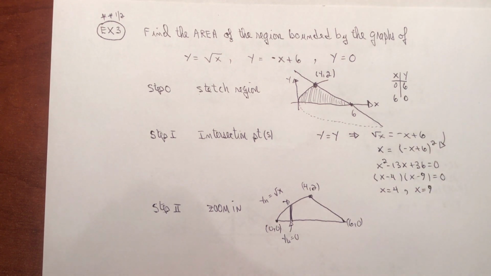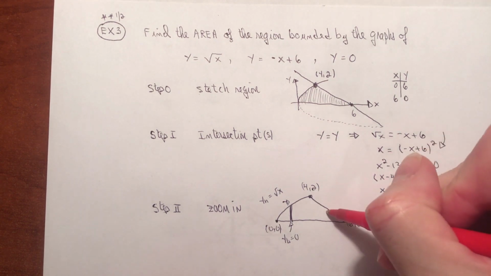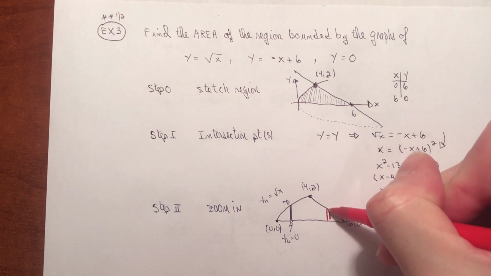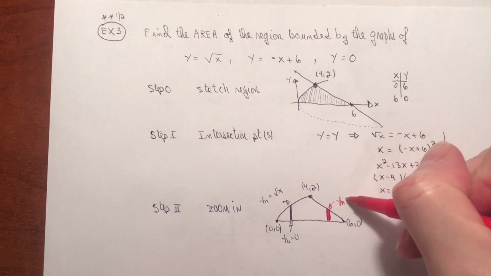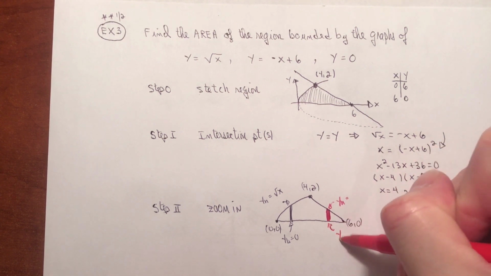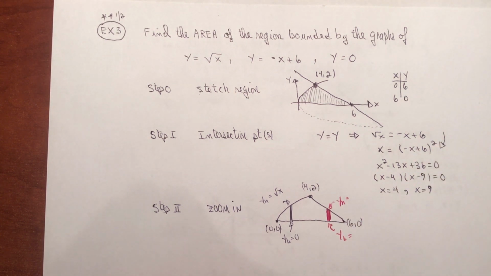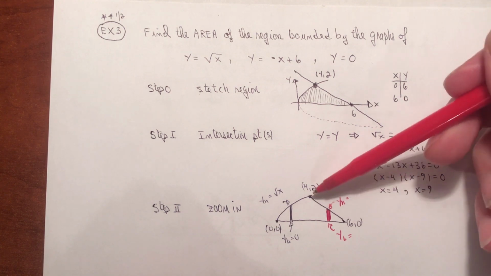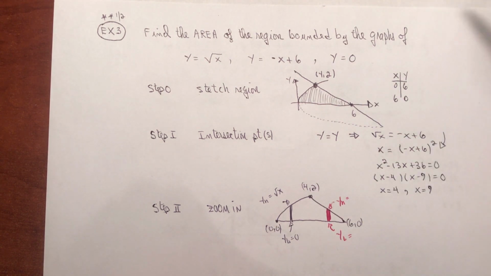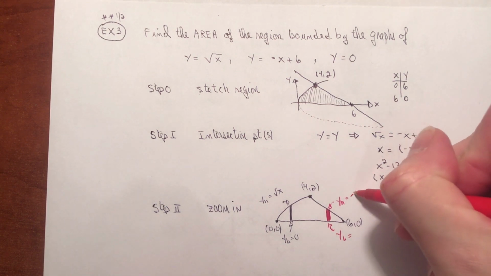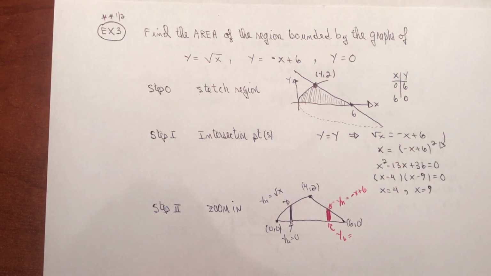Good. Now, if I draw another rectangle to the right side of the region, it also has a y high, also has a y low. But you will notice that this time the y high lies on the line, not anymore on the square root. So the y high is on the line, minus x plus 6.